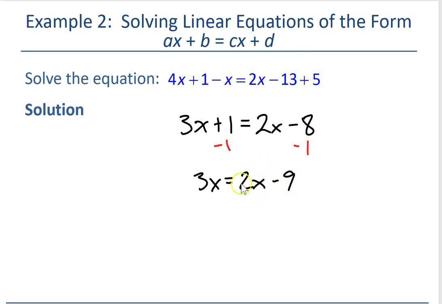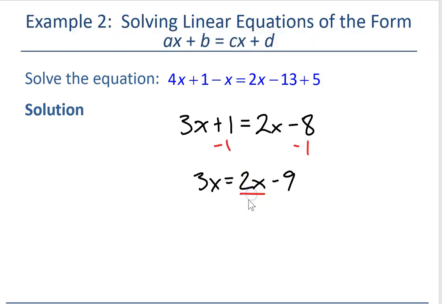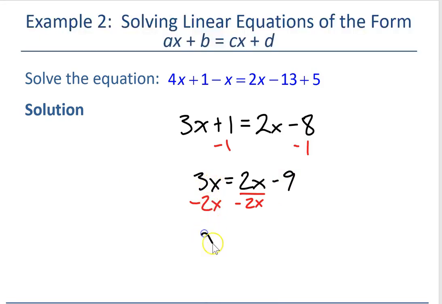Notice I still have this x sitting over here, so I need to just divide this 2 off. Sorry, not divide the 2. I am subtracting 2x from this side, and then I'm going to subtract 2x from this side, not dividing, because we still have an operation of plus or minus happening over here. Continuing on, 3x minus 2x is just going to leave me with x. This reduces out, and it's going to leave me with negative 9, which we can go back in and check.